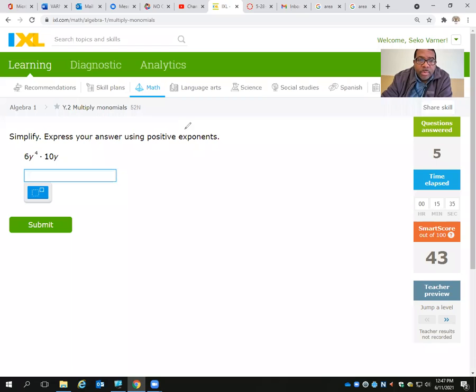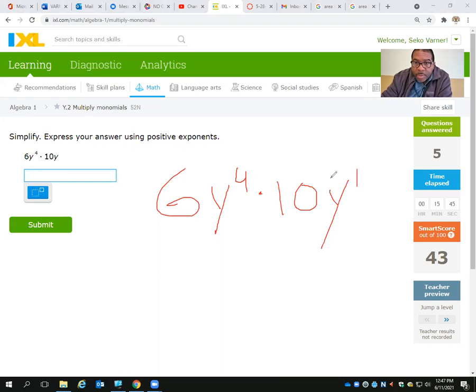Okay. We'll do one more. I'm going to rush through this one, so keep track. There's really a hidden 1 here, so keep that in mind. 4 plus 1. And we're going to do 6 times 10. 6 times 10 is 60. 4 plus 1 is 5. So I'll have y to the 5th power.